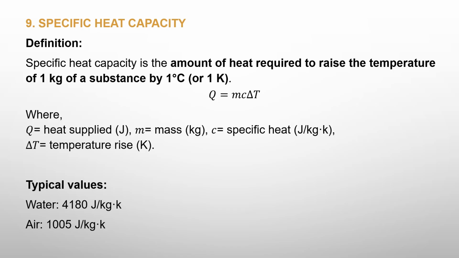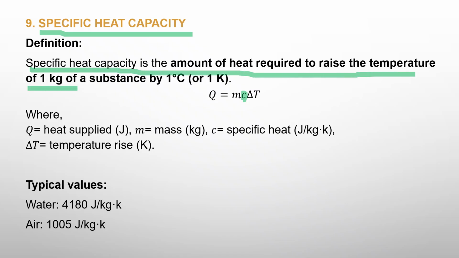Next is the concept of specific heat capacity, widely known as C. Specific heat capacity is the amount of heat required to raise the temperature of unit mass of a substance through 1 degree. So Q equals m c delta T, where Q is the heat supplied, m is the mass in kg, C is the specific heat, unit is joule or kilojoule per kilogram Kelvin, and delta T is the temperature difference, or the rise in temperature.